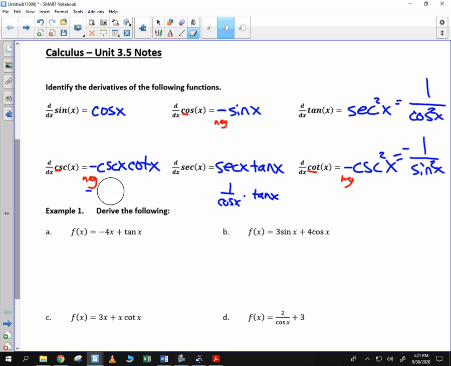Now, some of you are like, well, that didn't help me at all. Sorry. I'm trying. Here's how I think that they're greatly related.